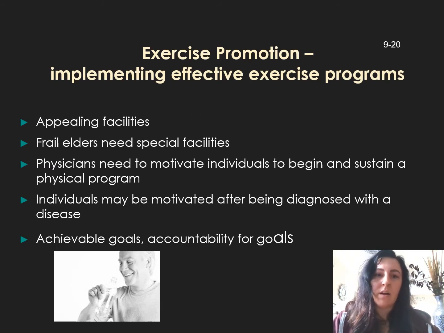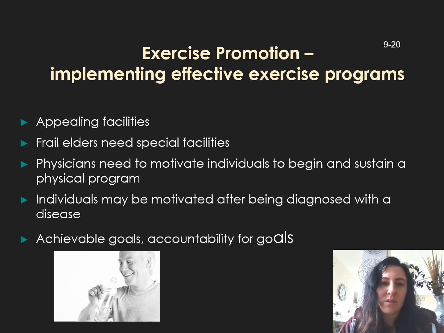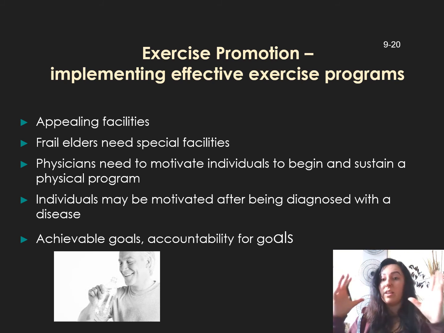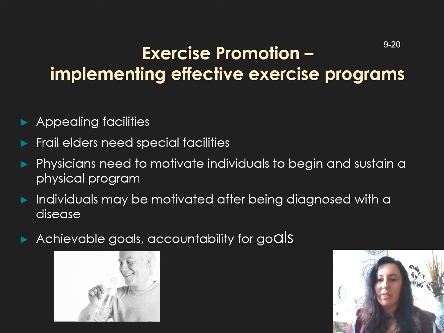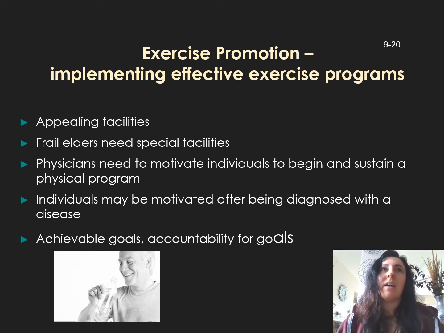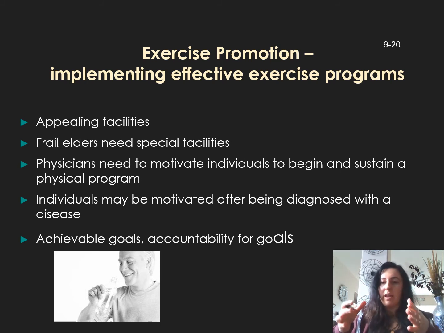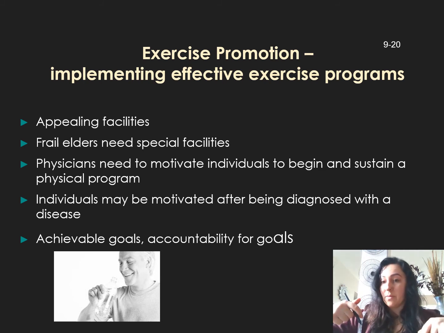Then, exercise promotion. How do we promote implementing effective exercise programs? We should have appealing facilities available for older adults. Frail older adults will definitely need more special facilities. Many gyms, the really big ones, have equipment that helps older adults who are a bit more frail and need assistance, which is great. There's that one machine that helps lock you in, like in the pool, where it provides a lot of support for them to get some exercise while they're in the pool. So things like that.